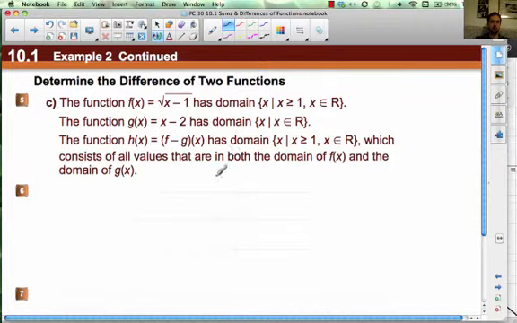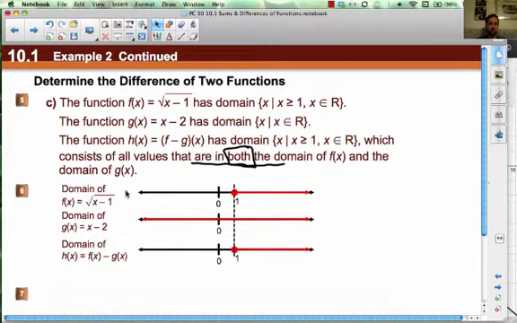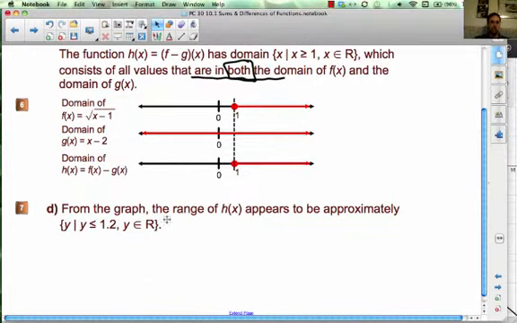So this is the important thing. All the values in this domain must be in both, not one or the other, but both of the original functions that it's composed from. So this represents the domain of f of x. It goes from here up. The domain of g of x is everything. So the domain of h of x can only go from here up. So it's all the values contained in both of these domains, which is all of those. From the graph, the range appears to be approximately y is less than or equal to 1.2. We found out that it's exactly 1.25, otherwise an element of the reals.